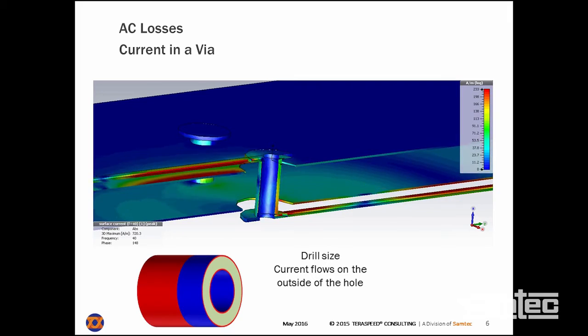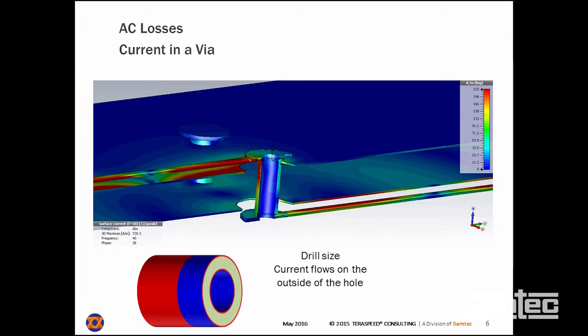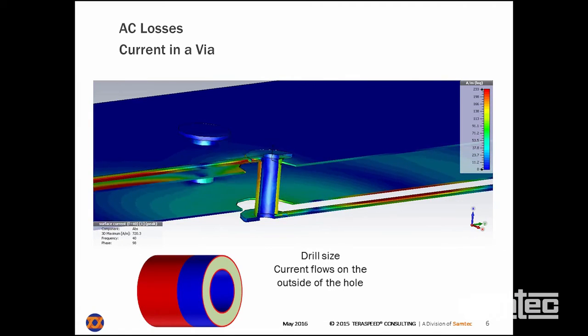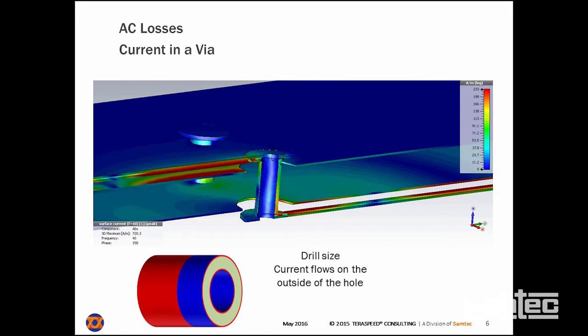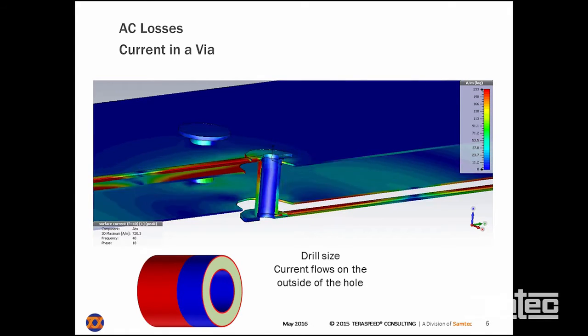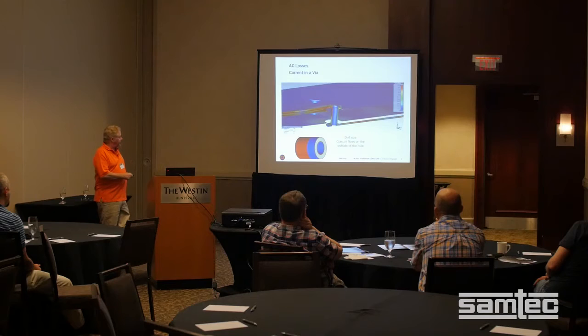That's our friend Dr. Gauss that says, look, it's going to flow on the outside because this is an almost perfectly enclosed structure and you're not going to have fields on the inside. So it flows on the outside of the via where you have what? Where you have your plating. Does it flow on the inside? No. A little bit, almost nothing.